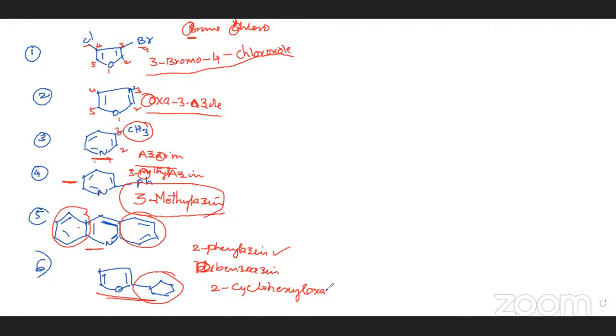Oxole. Where is azole? Oxole. Only oxygen is there. Aza means the nucleus consisting of at least one nitrogen atom. Okay, there is no nitrogen atom, only oxygen is there. Therefore we can write oxole. This is the oxole. Oxa plus O. You can delete this one. Okay, you can write oxole. Oxole is the IUPAC nomenclature, right?